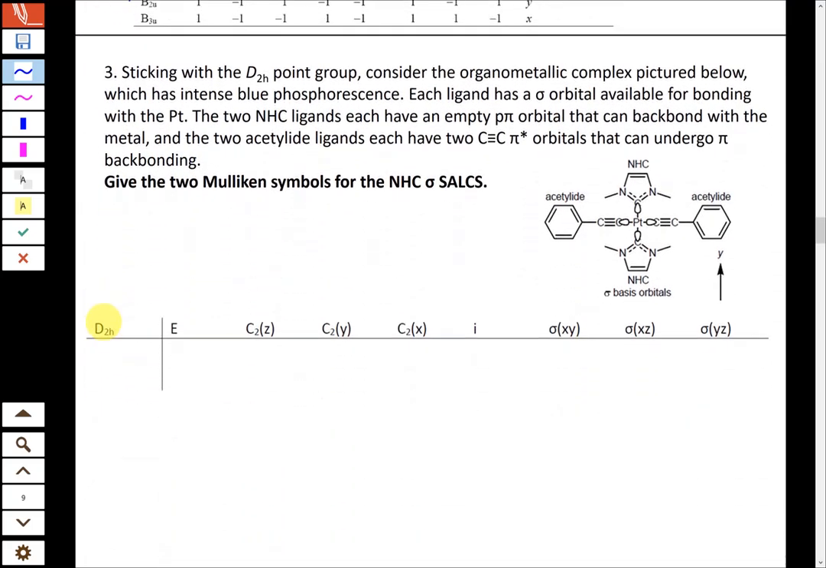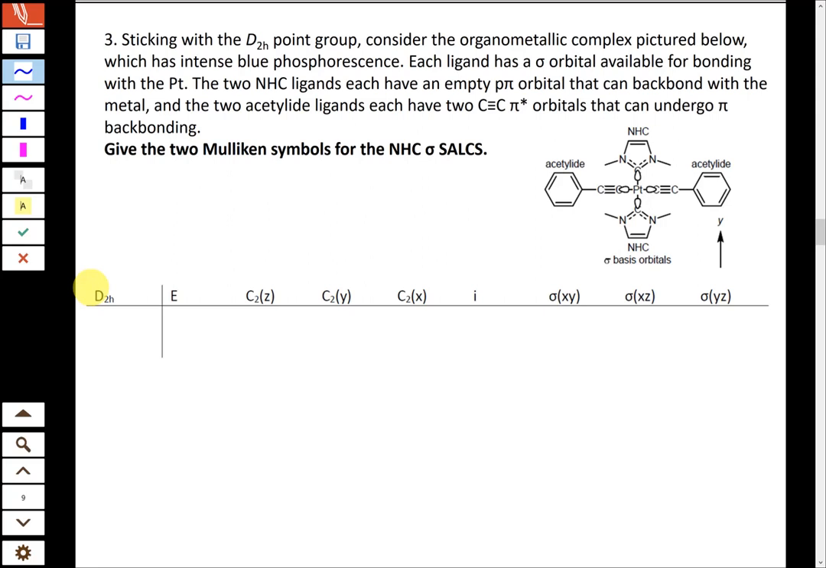All right, now we're going to move on to this next problem here that dealt with this platinum acetylide molecule. And this one, I think, is the one that most people had the trouble with on the exam. So it's a square planar molecule, but it has two different ligands trans to each other. So two NHCs that are trans, two acetylides that are trans. So it's going to roughly approximate the square planar case, but it's also going to be a little bit different because we have two different types of ligands.